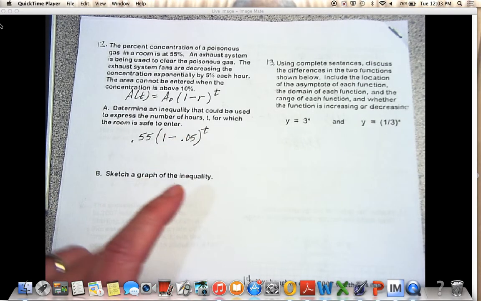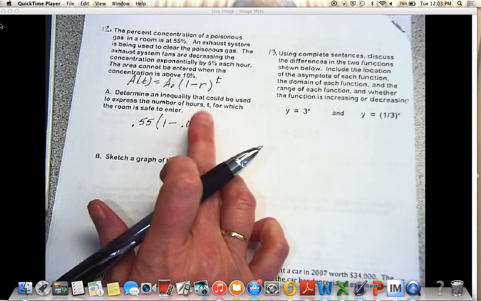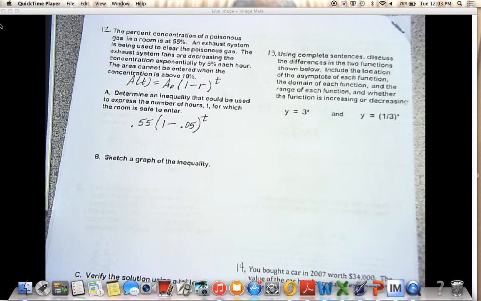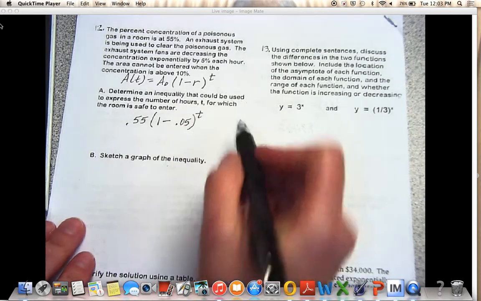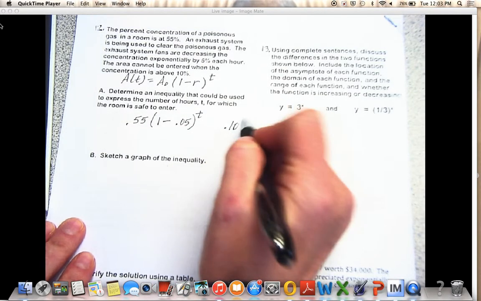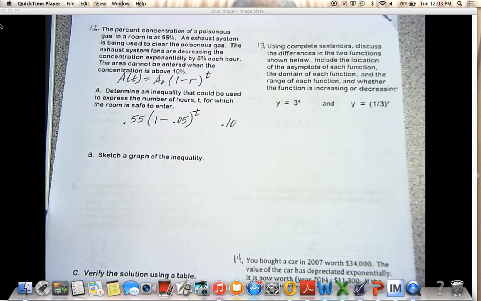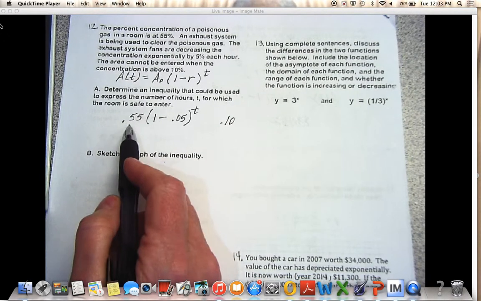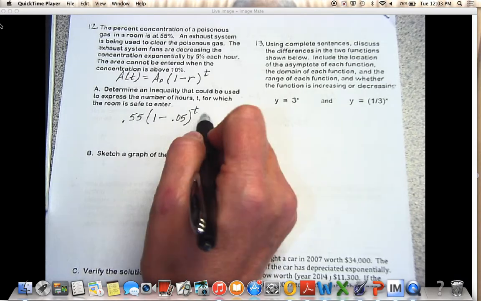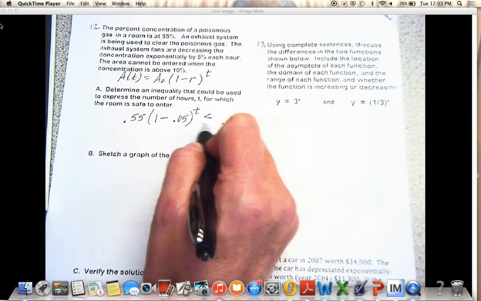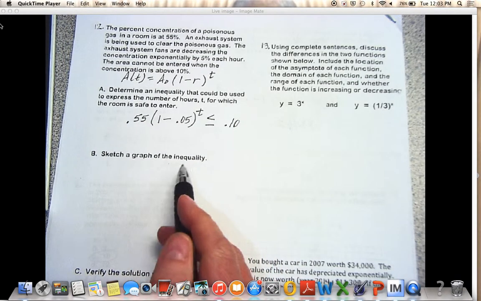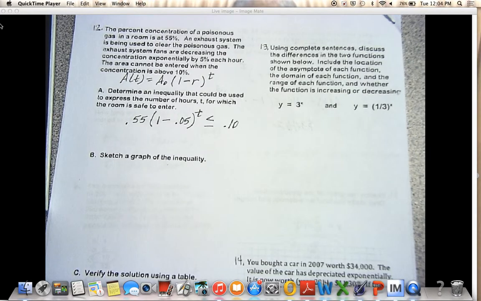So we're going to end up looking for the time. We want to know what that time would be. Now let's talk about that 10%. Remember that 10%, when it gets below that, equal to that number or below it, it's safe to enter. Right now it's at 55%. So I want to go less than or equal to. I don't think it's 9. But we'll see.